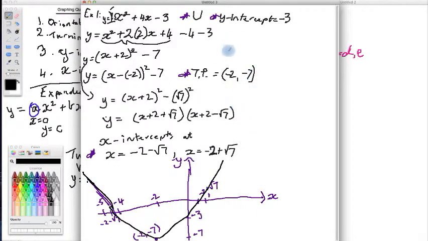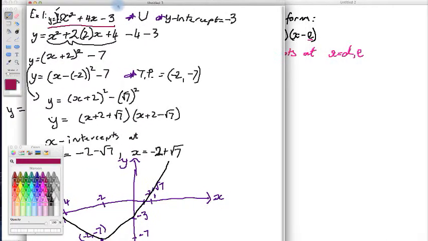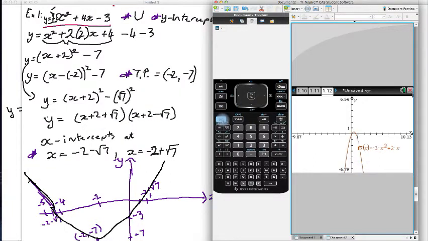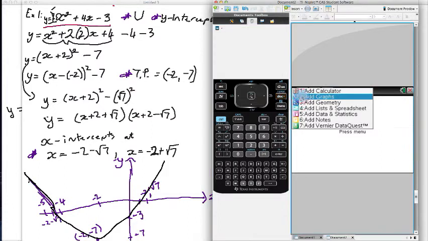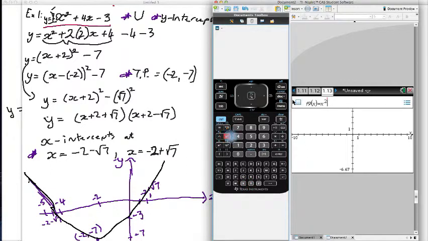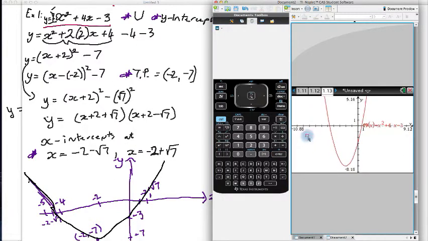Now let's check to see if that's correct. So we'll go back to our original equation, and I'm going to plot that using the CAS calculator. So I'll just pop that over to the side there. Trusty CAS. Alright, so let's see, we've got x squared plus 4x minus 3. Alright. So here is our graph.